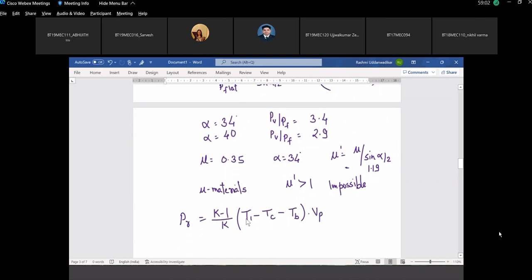So this T1 is also written as Fs. For V-belt design, we'll be referring to Shivalkar data book and PSG design data book.